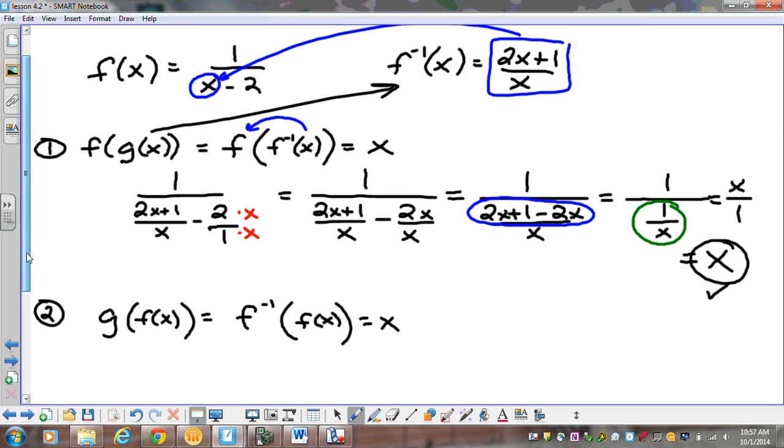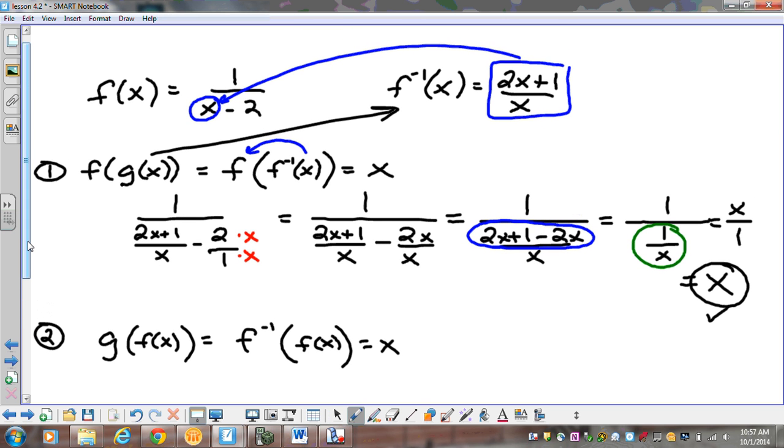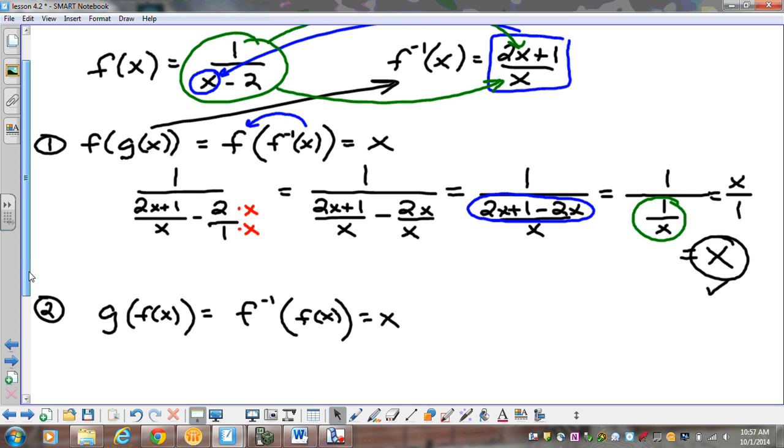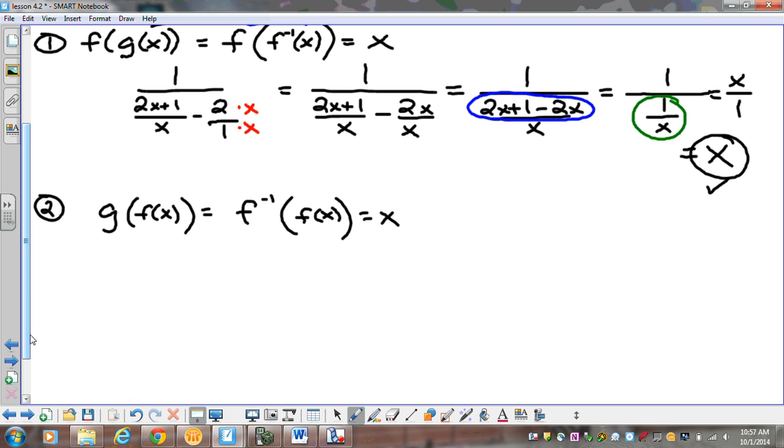Now if I go back up and look up here, I'm going to take my original function and plug it into both x values here. It's going to be a little bit more involved. This verification part, especially because we're dealing with fractions, is going to take a little bit more time, but that's okay. Let's take my original function and plug it into my inverse. My inverse was 2x plus 1 over x. So in place of this x and in place of that x, I'm going to plug in my original function. So I'm going to have 2 times my original function, which was 1 over x minus 2.